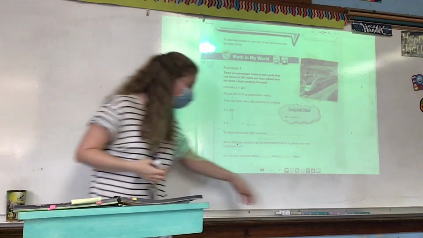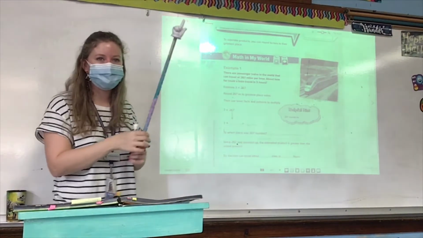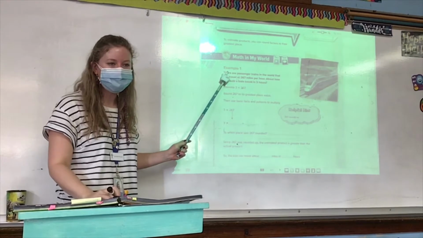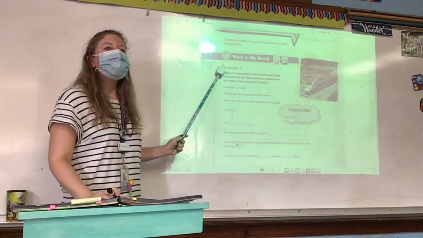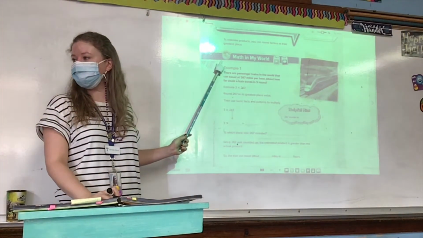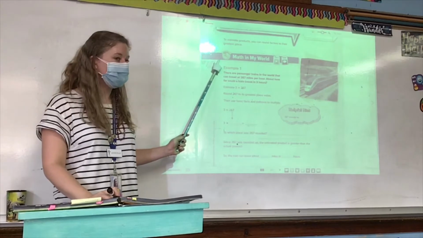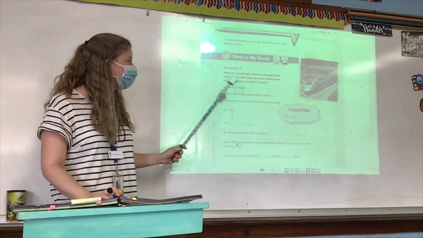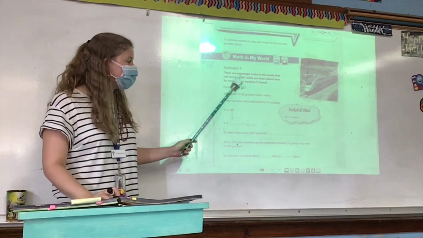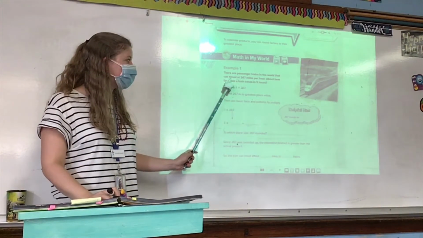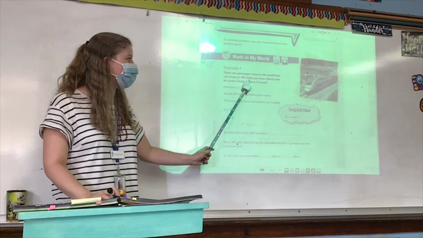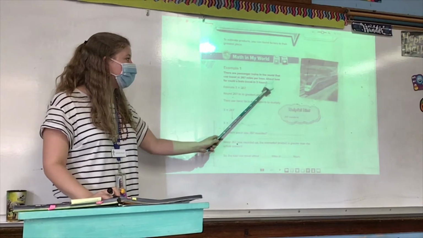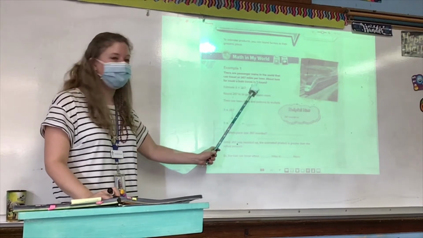So let's go ahead and start with example 1. Everybody, finger or pencil on example 1. Make sure your finger or pencil is on example 1. And read in your head while I read out loud. There are passenger trains in the world that can travel at 267 miles per hour. About how far could a train travel in 3 hours?